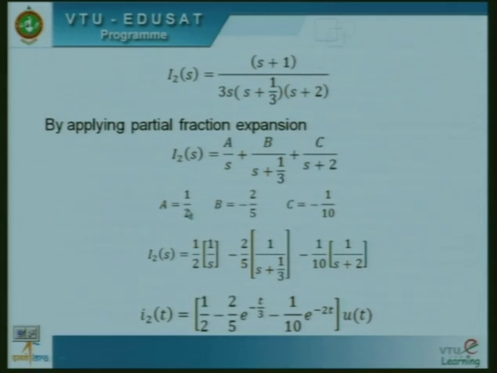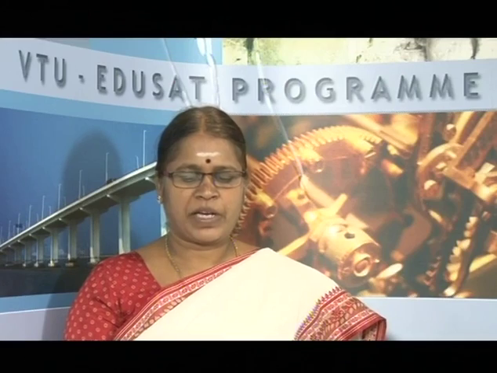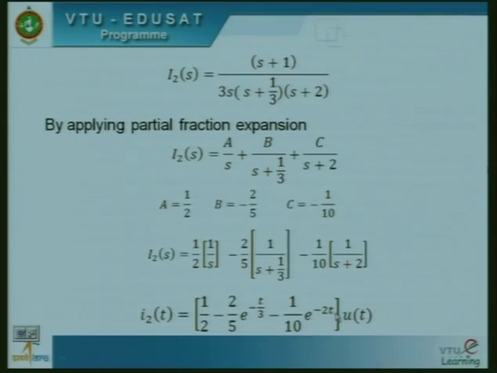If I evaluate the values, A happens to be half, B happens to be minus 2 by 5, and C is equal to minus 1 by 10. If I substitute these values, I2 of S can be written as 1 by 2 into 1 by S minus 2 by 5 into 1 by S plus 1 by 3 minus 1 by 10 into 1 by S plus 2. So, the Laplace inverse of this term is half into u of t minus 2 by 5 e power minus t by 3 minus 1 by 10 e power minus 2t.